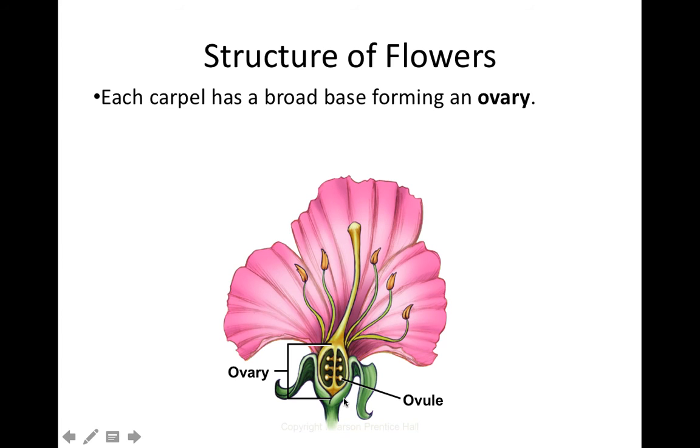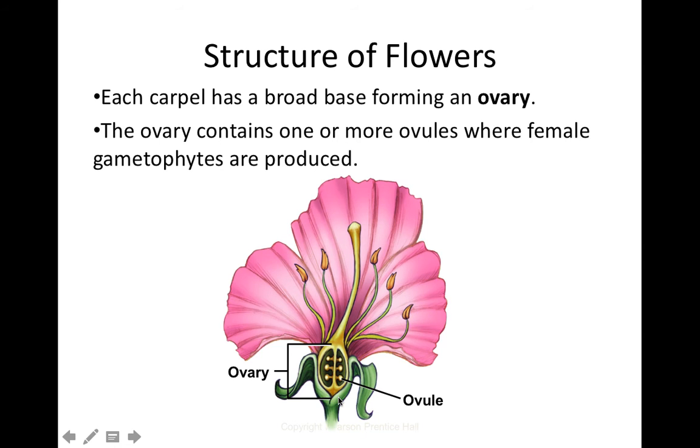At the base of each carpel or pistil is an ovary. So this large structure here is the ovary, and inside of it there are several ovules. So there are 6 that we're showing right here, and it's in these ovules that the female gametophytes are produced, and eventually fertilization is going to take place.